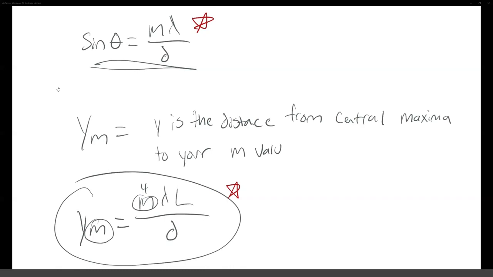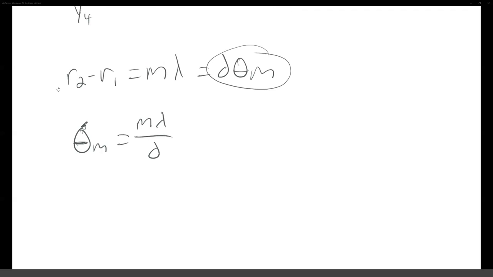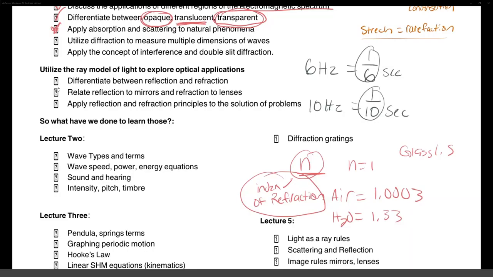And I'm sure there might be situations where we need to use some of the other ones. Like maybe if we're trying to find the angle from the central maxima, right? We could use this one, but if you didn't want to mess around with the sine inverses and stuff like that, you could just do theta of m equals m wavelength over d. And if anybody's confused on what theta is, that's just a representation for some angle, right? So I think that covers some things on fringe spacing and utilizing diffraction to measure multiple dimensions of waves. We usually do that with light, but it's possible to do with sound, I think, because we talked about how diffraction works with sound as well, because they're both waves, right?